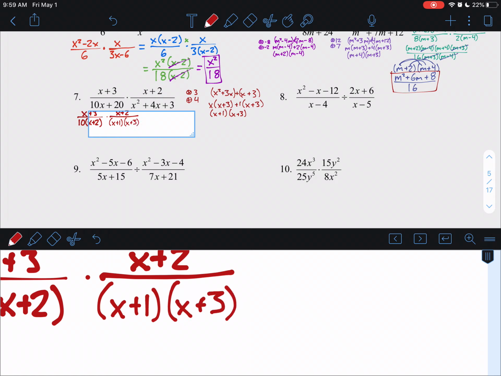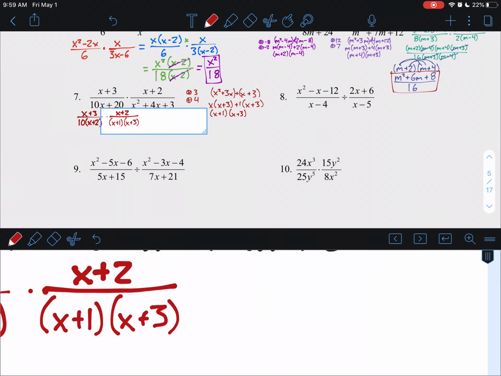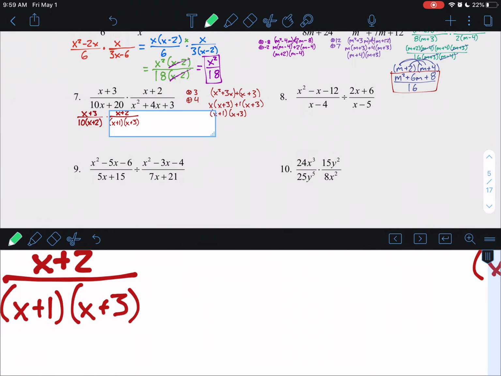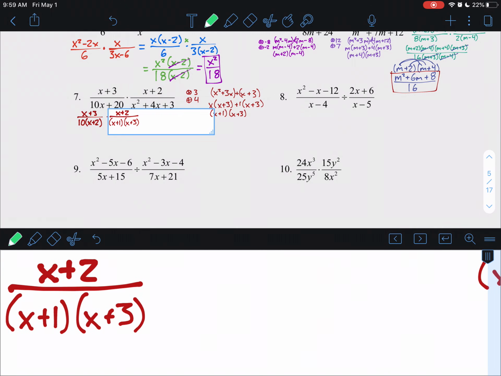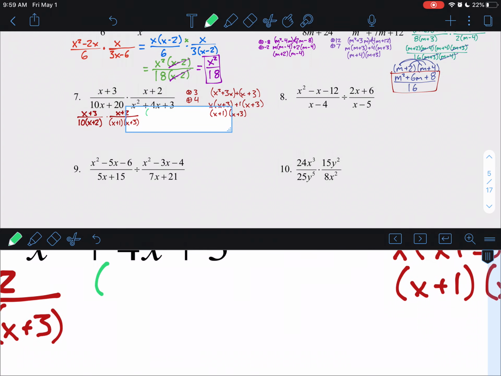Okay, cool. Now I have my fully factored two fractions. I'm just going to multiply straight across. So when I do that, I'll use a different color. I got x plus 3 times x plus 2. We're just going to leave that in factored form.